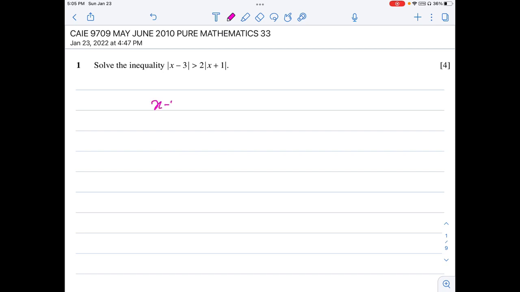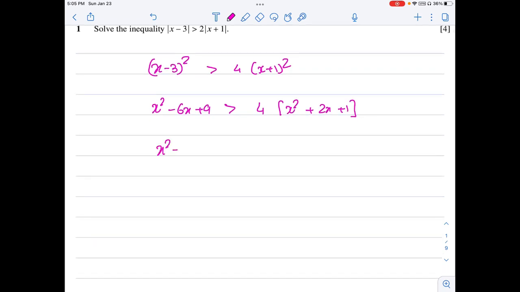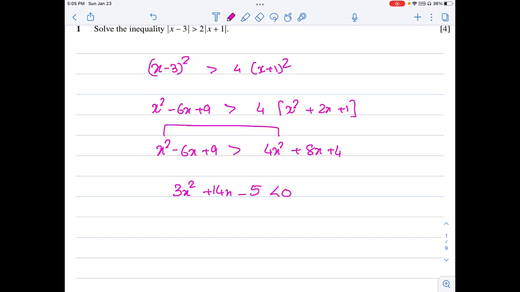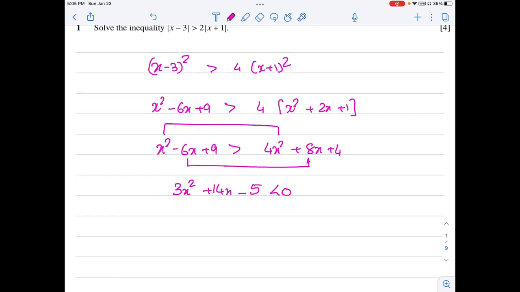So first, squaring on both sides, (x minus 3) whole square is greater than 4 times (x plus 1) whole square. So x square minus 6x plus 9 is greater than 4 times (x square plus 2x plus 1). So it becomes x square minus 6x plus 9 is greater than 4x square plus 8x plus 4. Bring all the terms on one side, we get 3x square plus 14x minus 5 is less than 0, because 4x square minus x square is 3x square. Negative 6x goes to the other side, it becomes positive 6x. 8x plus 6x is 14x, and 4 minus 9 is minus 5.